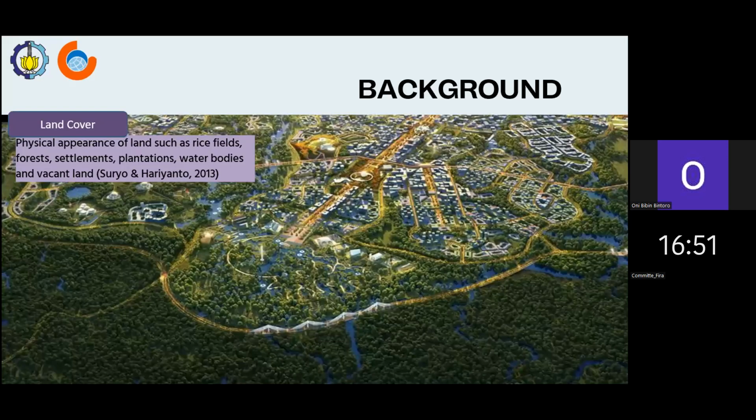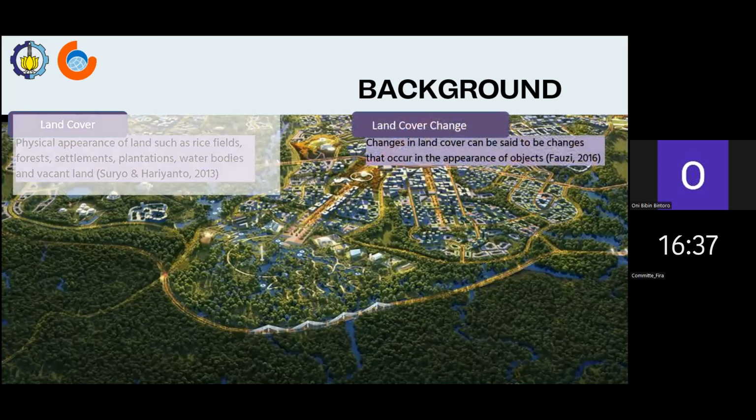The background: the land cover definition is the physical appearance of land such as rice field, forest, settlement, plantation, water body, and vacant land. Land cover change can be said to be changes that occur in the appearance of objects.